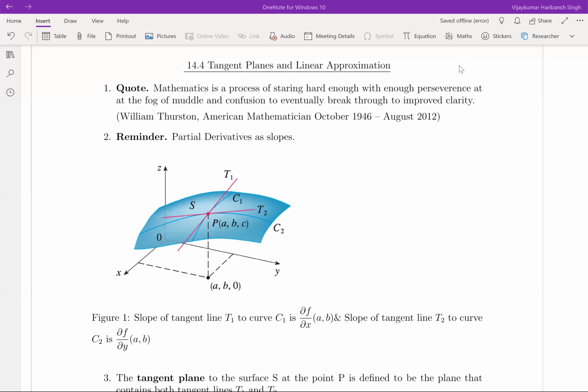Welcome students. We want to discuss tangent plane and linear approximation.